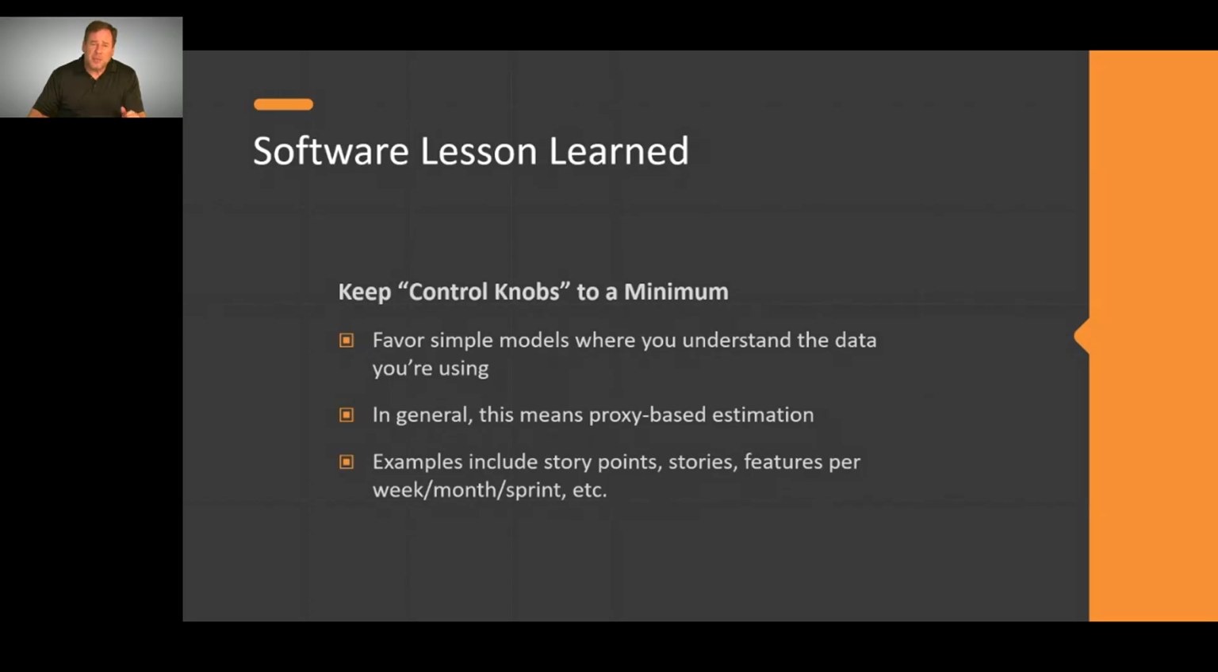And in general, keeping control knobs to a minimum means using what we call proxy-based estimation. That is, we count one thing, we use a known relationship between that thing and whatever it is we're trying to estimate or forecast, and then we calculate the thing that we're interested in based on the count of the thing that we can know. And so in software, the things we can count and use as proxies are things like story points, stories, features per week, per month, per sprint, and so on. So if we can keep the control knobs to a minimum, use a simple count and then a calculation or conversion, then we tend to get more accurate results.